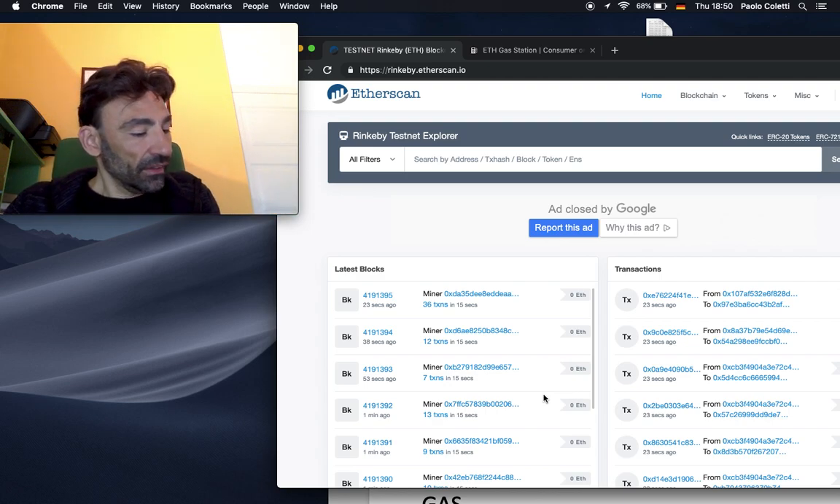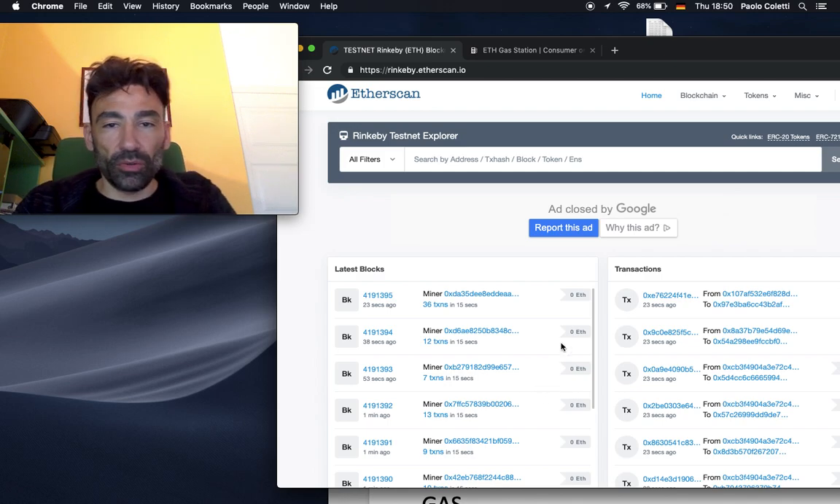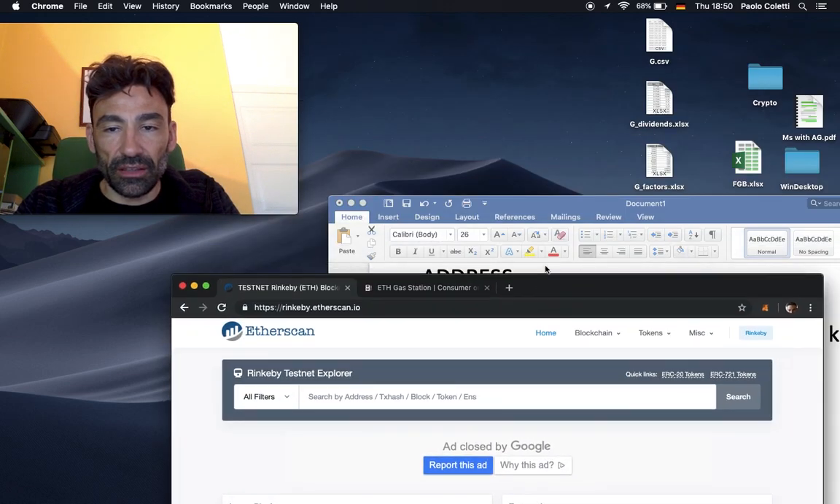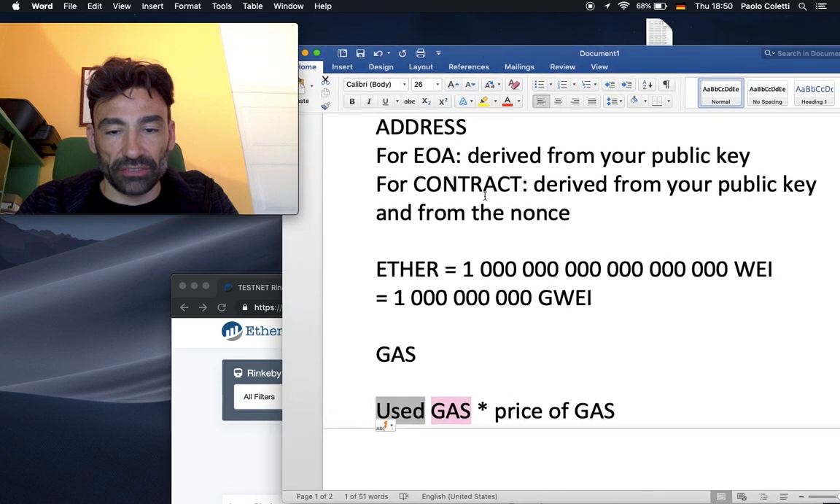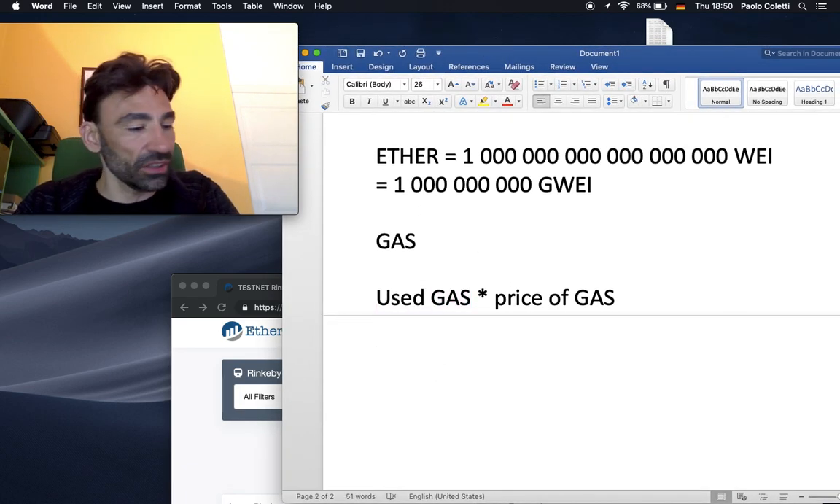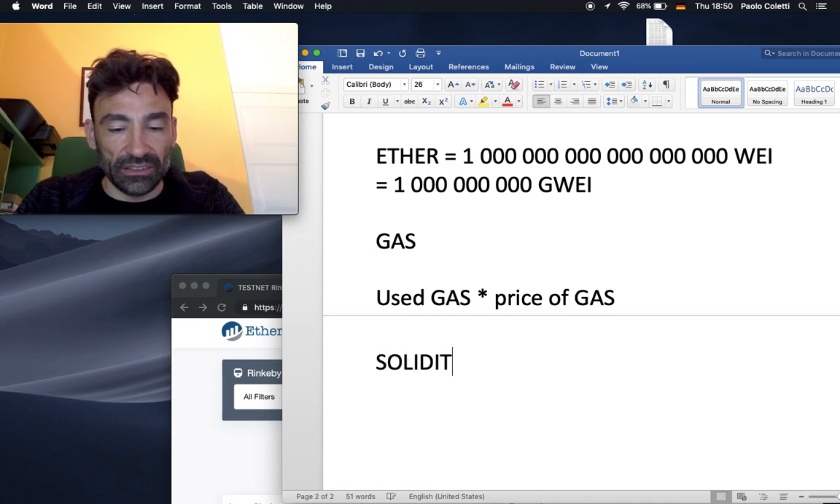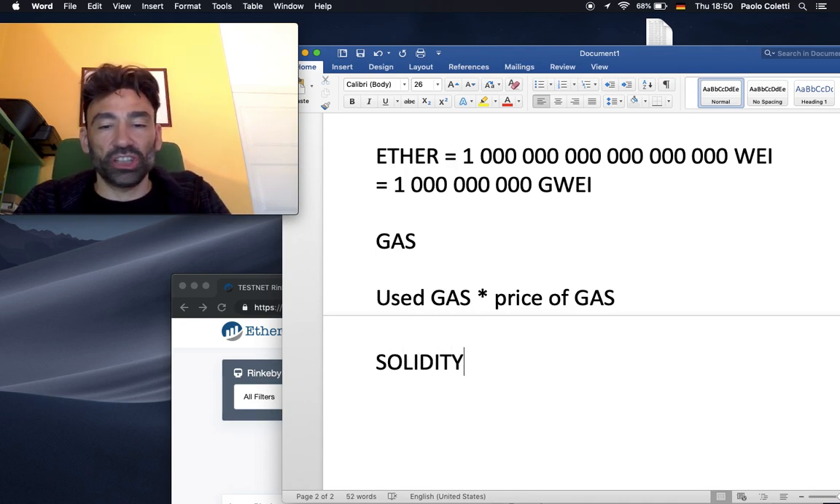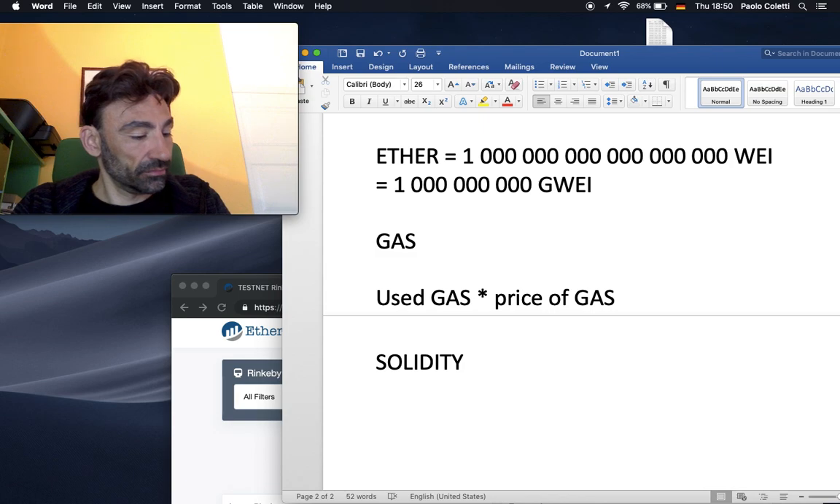Okay, let's say some names. Ethereum is the name of the blockchain and of the network. Ethereum Rinkeby in particular, the blockchain we use. Solidity is the programming language in which we will write the contract. So we'll write the contract in Solidity programming language. Okay.